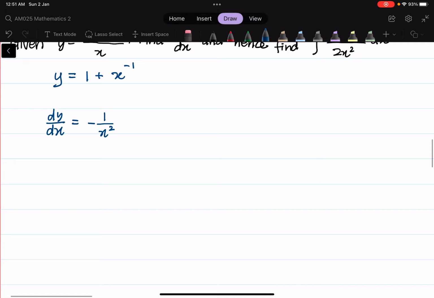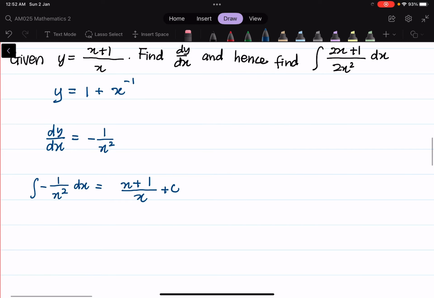So we know that integration is the antiderivative. If we integrate negative 1 over x squared dx, we're going to get x plus 1 over x, and don't forget to add c. This is actually the y, okay? There is a negative here, so I can bring it to the right hand side, so it becomes negative here.